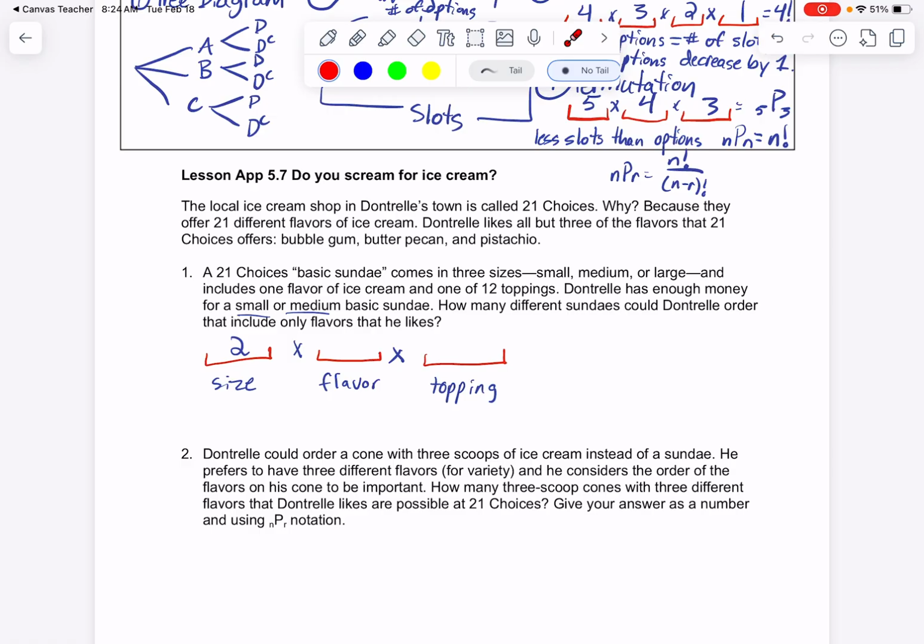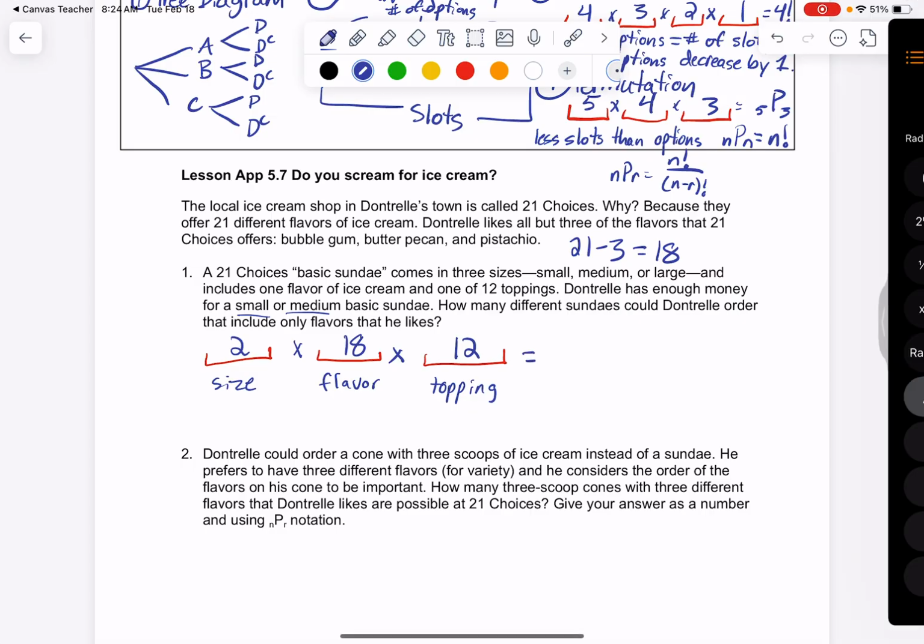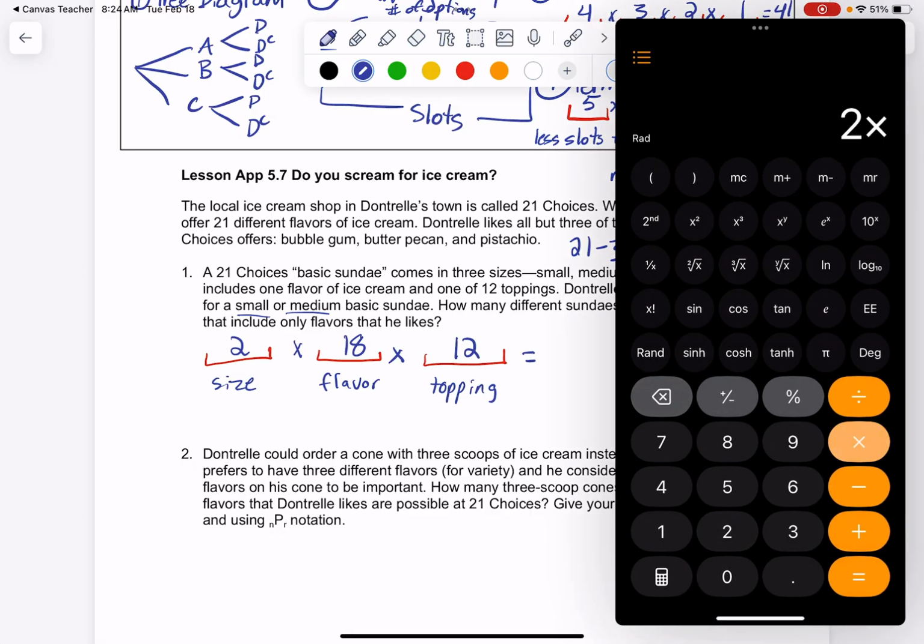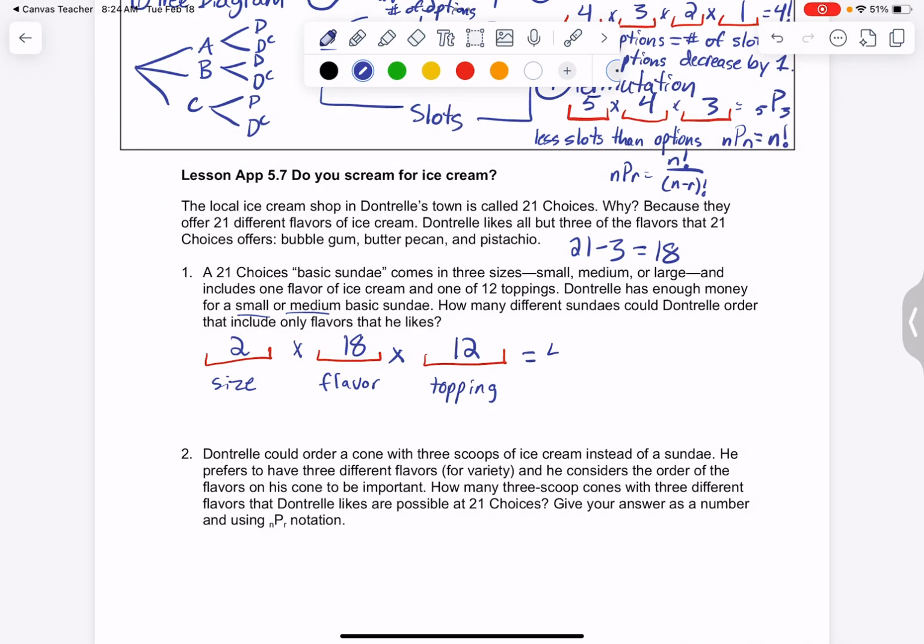For the flavor, we have 21 flavors total, but remember, Dontrell doesn't like 3 of them. So we're going to do 21 minus 3, and that gives us 18 different options for a sundae that he likes on the flavor. And lastly, the topping, there are 12 different choices. So to figure that out, we'll just do 2 times 18 times 12, which gives us 432 different sundaes.